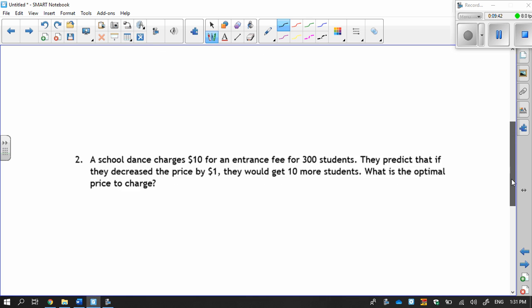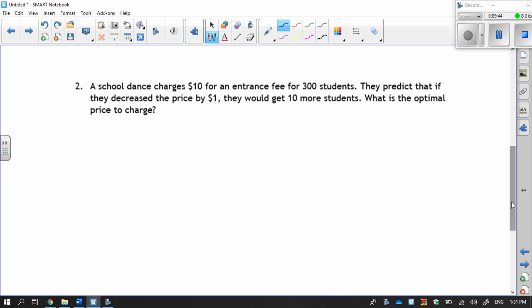Scroll down. The school dance charges $10 for an entrance fee for 300 students. They predict that if they decrease the price by $1, they would get 10 more students. What is the optimal price to charge? So we are looking for that vertex point again. So let's look at this. How are we going to do this?